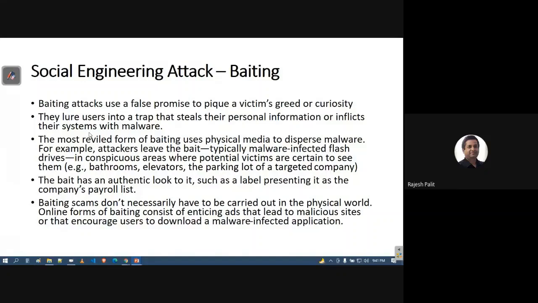The bait has an authentic look to it, such as a label presenting it as the company payroll list. Baiting scams do not necessarily have to be carried out in the physical world. The example I just gave is in the physical world. Online forms of baiting consist of enticing ads that lead to malicious sites, or that encourage users to download a malware-infected application. So that is baiting.